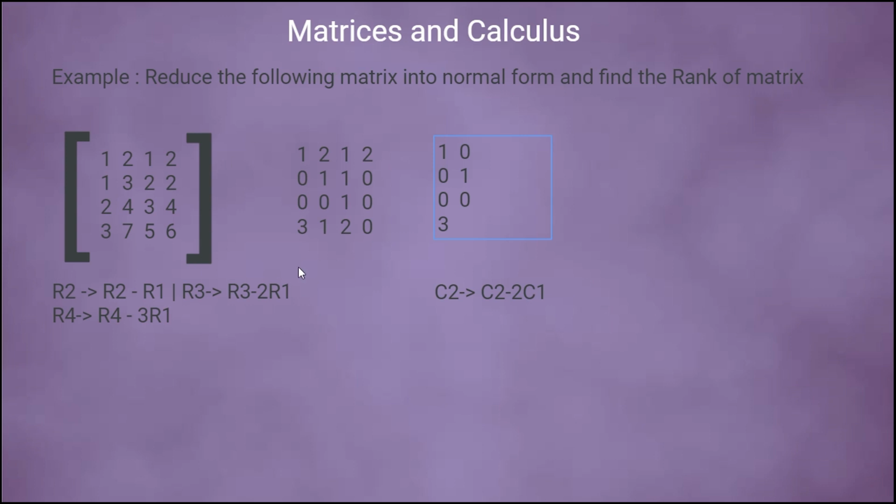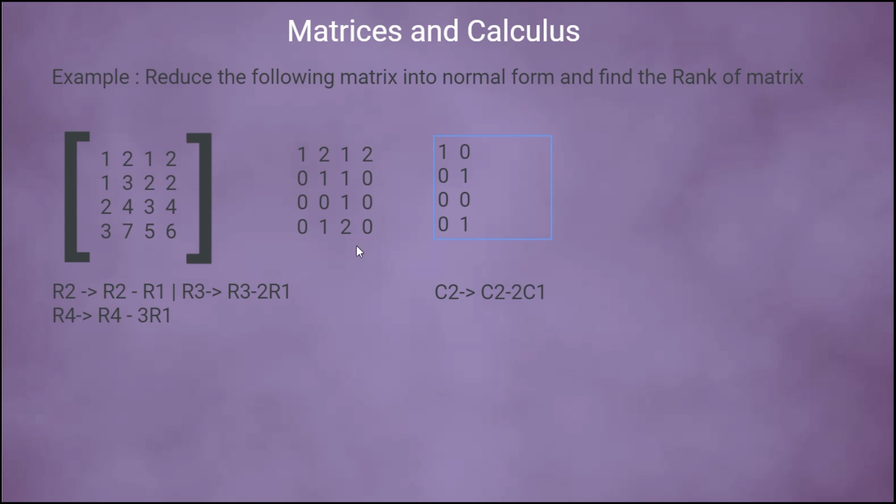So I'm sorry, here I made a mistake. Here we have R4 minus 3R1. R4 implies R4 minus 3R1, that is 3 minus 3 into 1, that is 0. Here we'll get 0. This is 0, and here also we'll get 0. And what is the common? We have C2 gives rise to C2 minus C1. So we are having 1 minus 2 into 0, that is 1.